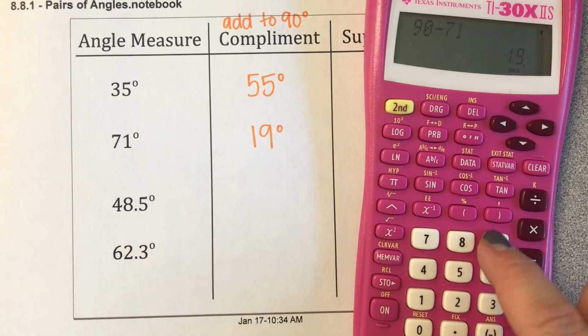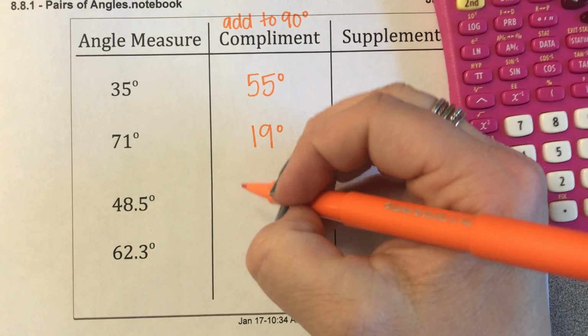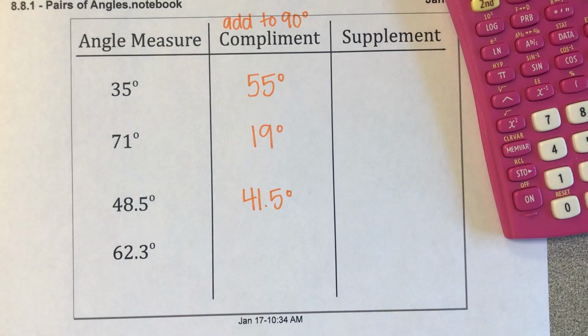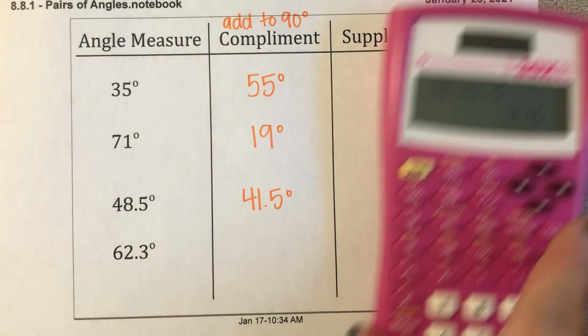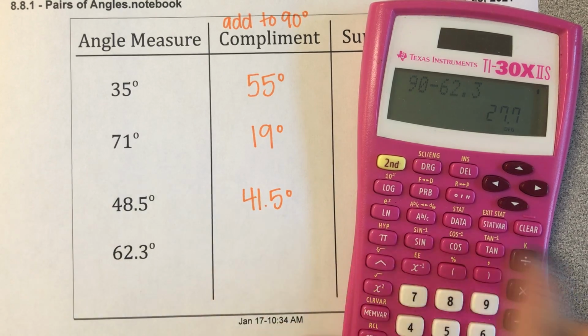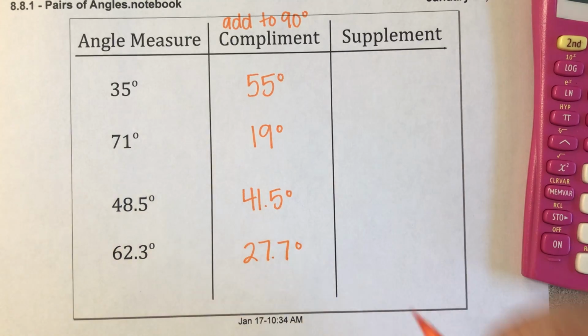On number 3, 90 minus 48.5 is 41.5 degrees. On number 4, 90 minus 62.3, the complement, is 27.7 degrees.